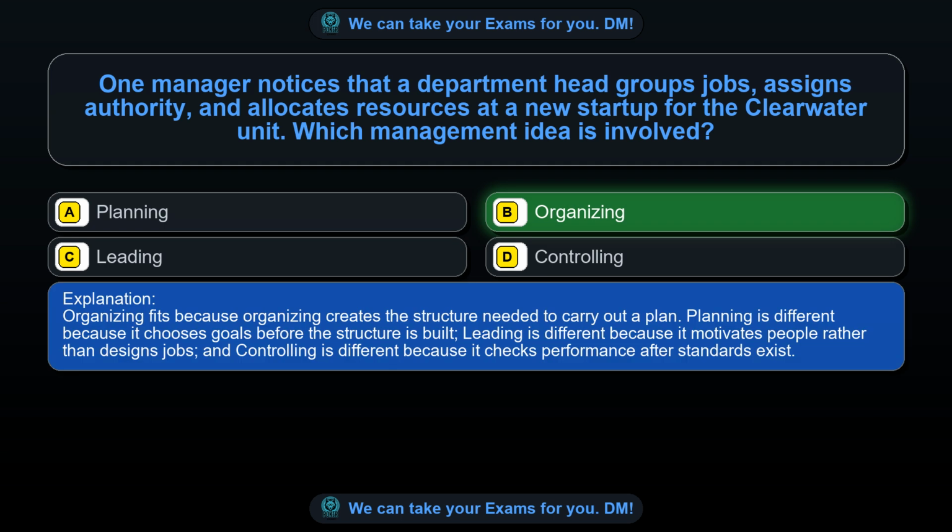Organizing fits because organizing creates the structure needed to carry out a plan. Planning is different because it chooses goals before the structure is built.